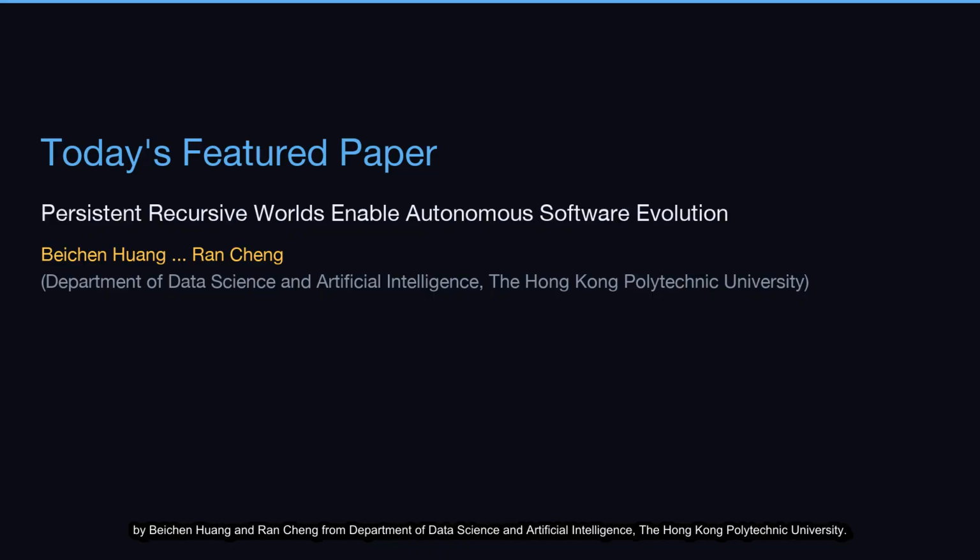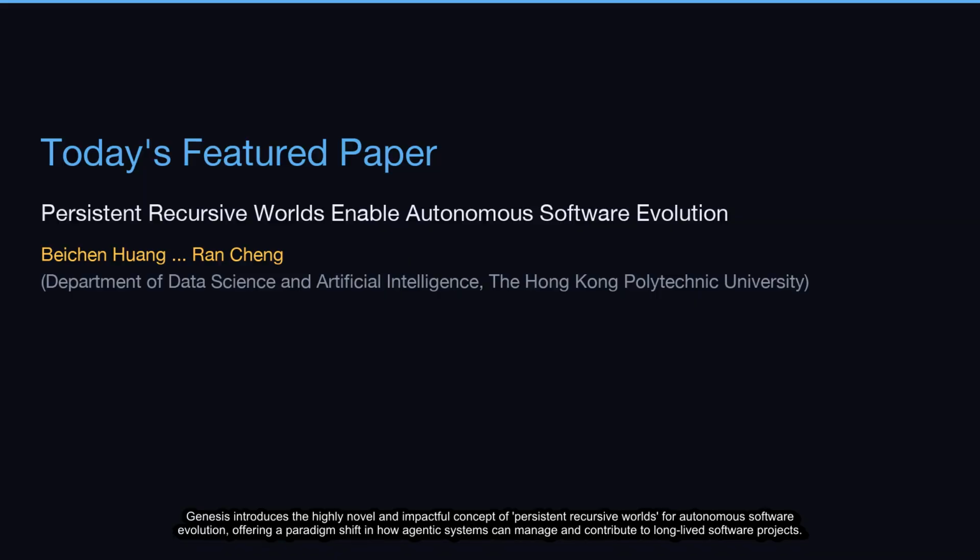Let's start with a featured paper, Persistent Recursive Worlds Enable Autonomous Software Evolution, by Beichun Huang and Rancheng from Department of Data Science and Artificial Intelligence, the Hong Kong Polytechnic University. Genesis introduces the highly novel and impactful concept of persistent recursive worlds for autonomous software evolution, offering a paradigm shift in how agentic systems can manage and contribute to long-lived software projects.